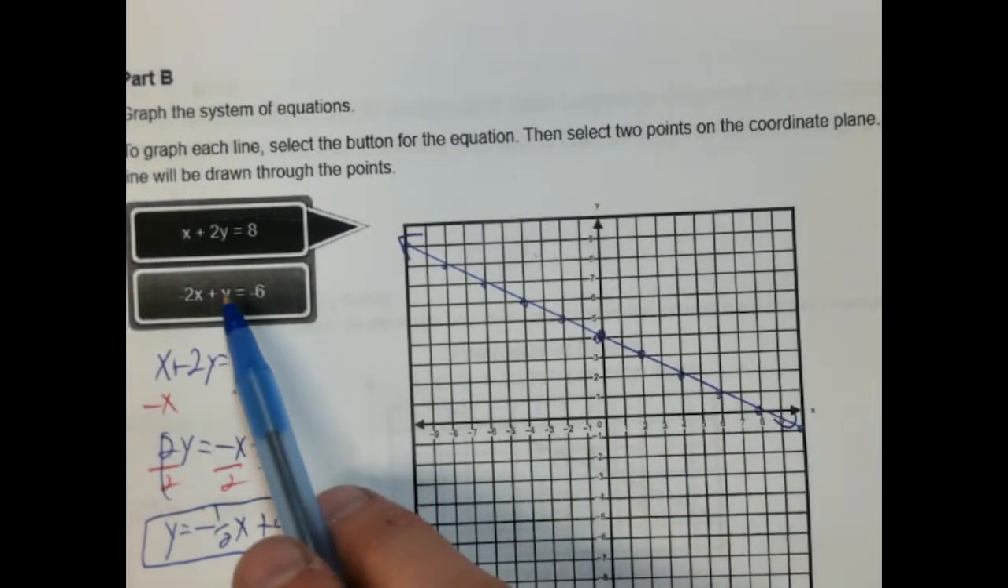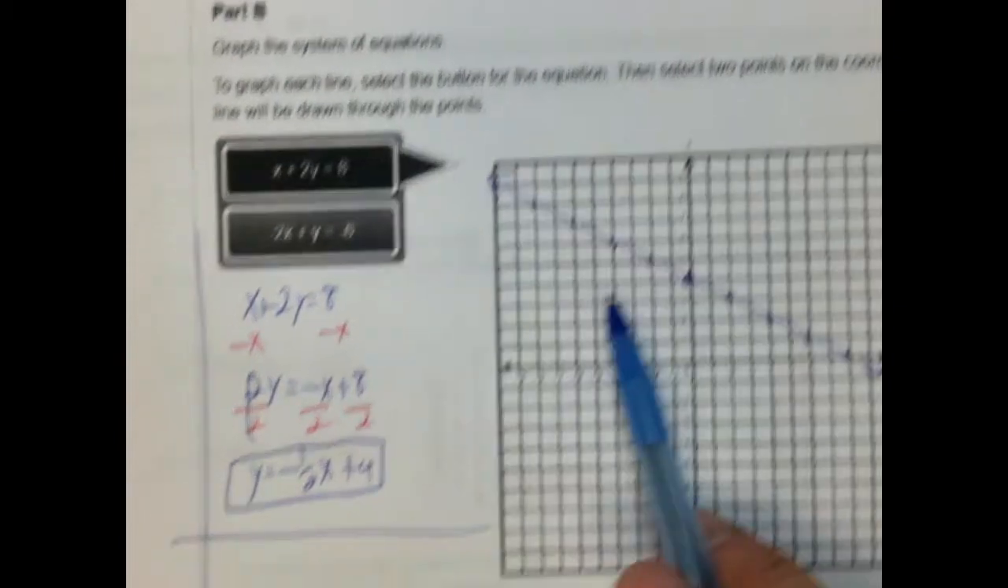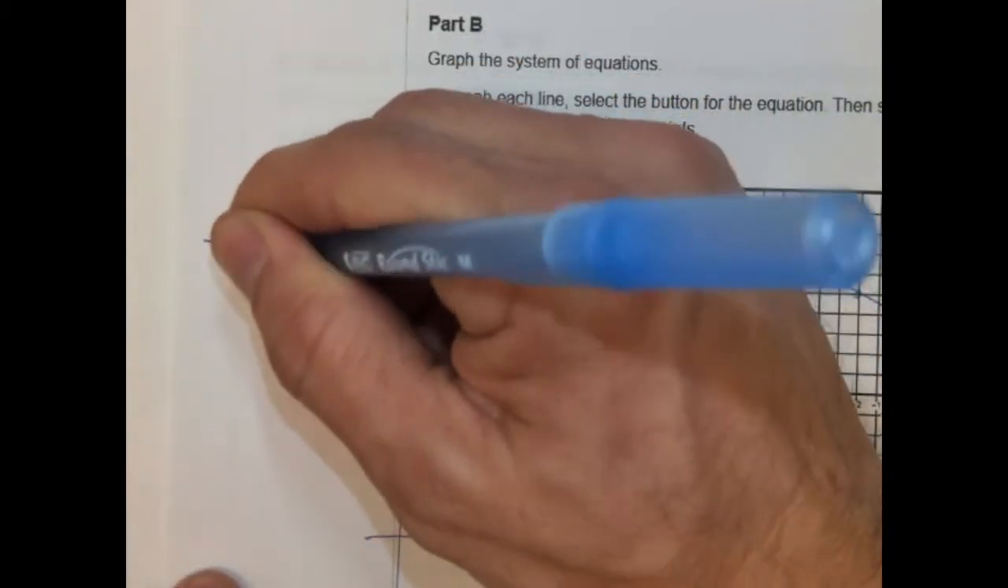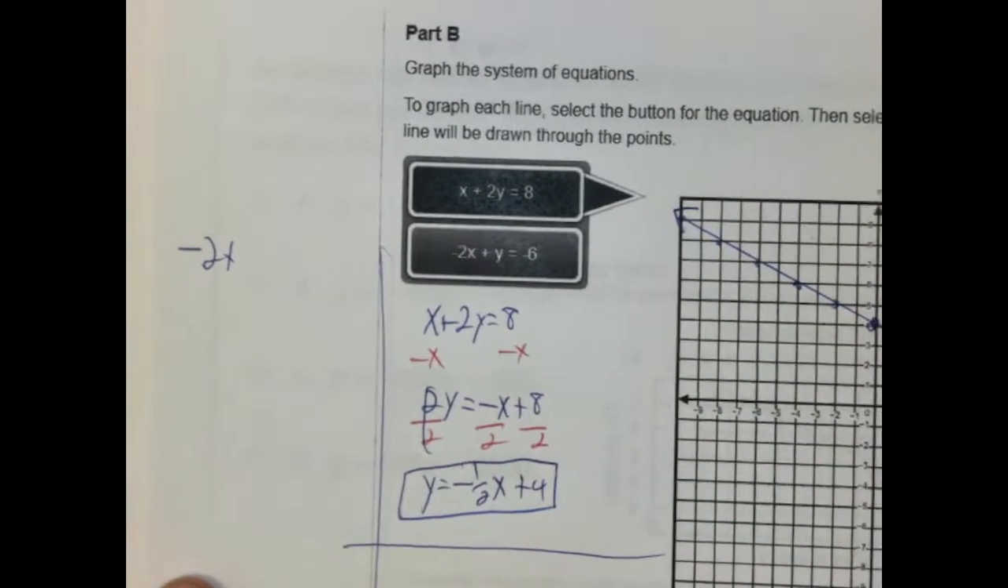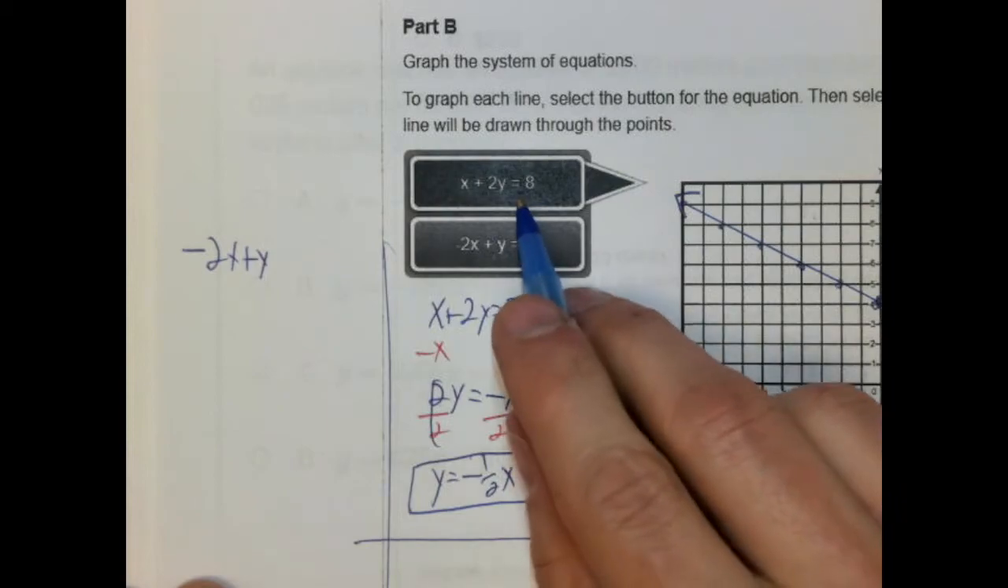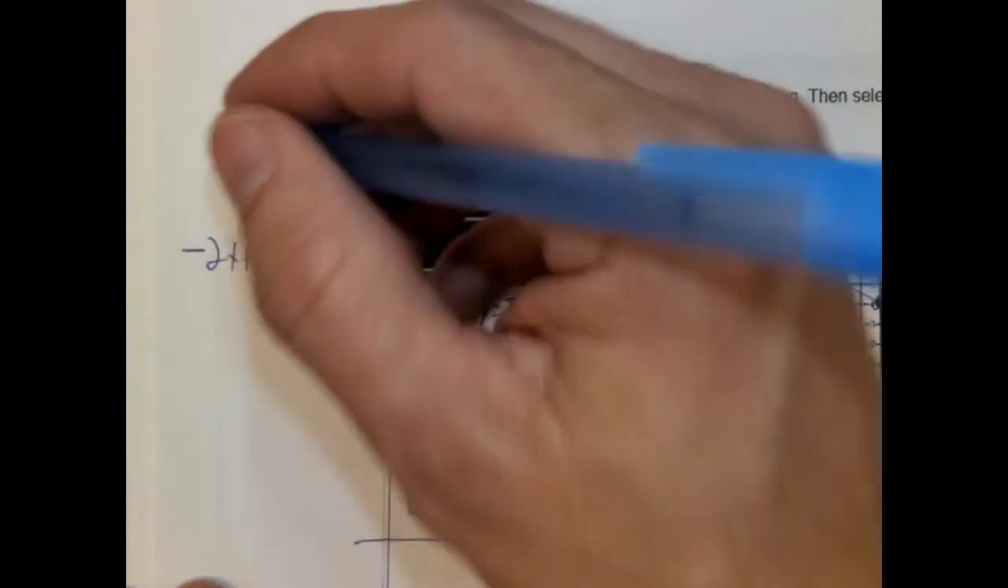Okay, so the other one is going to be negative 2x plus y. So I'll write that over here. Negative 2x plus y equals negative 6.